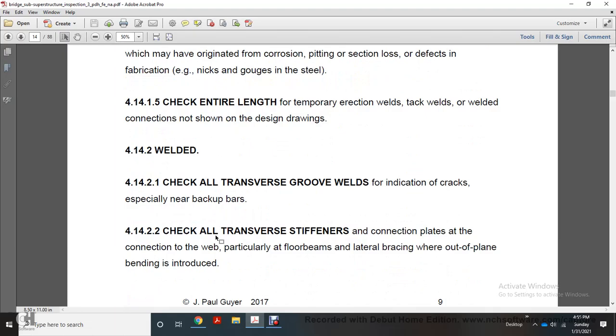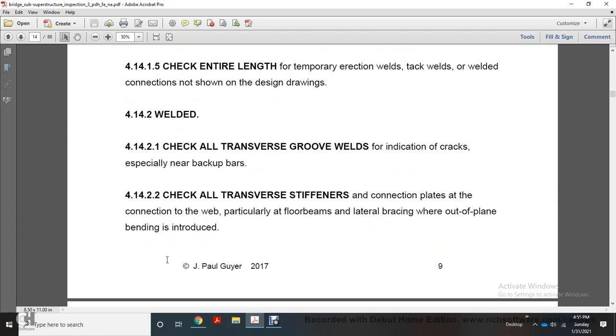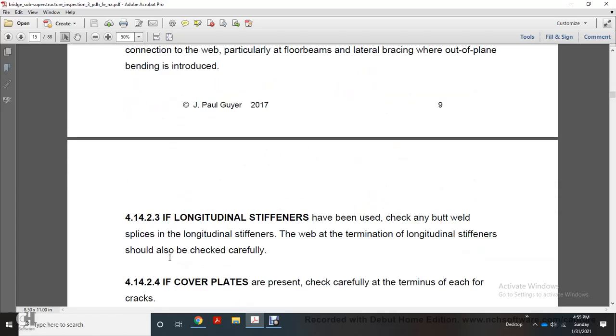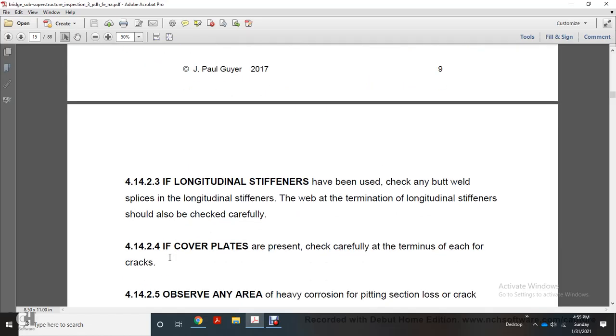Check all transverse groove welds for indications of cracks, especially near the backup bars. Check all transverse stiffeners and connection plates connecting to the web, particularly with the floor beams and lateral bracing, where out-of-plane bending may be introduced. If longitudinal stiffeners have been used, check any butt weld splices in the longitudinal stiffeners. The web at the termination of the longitudinal stiffener should also be checked carefully.